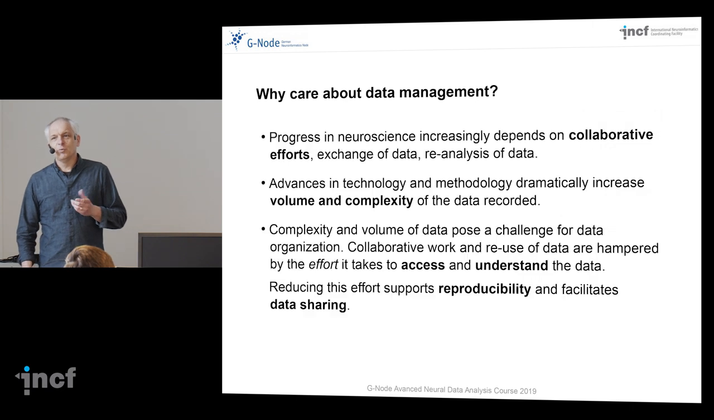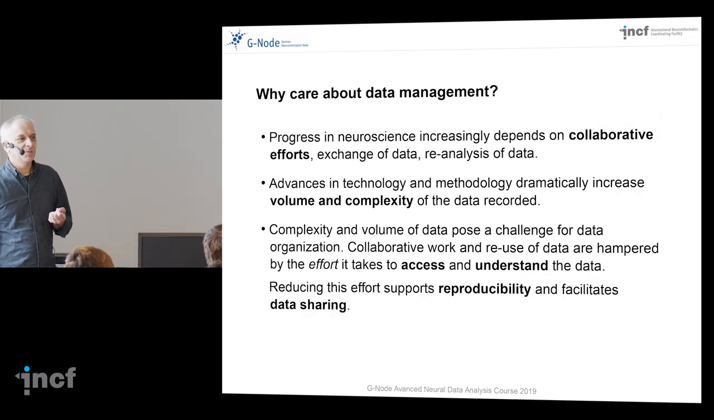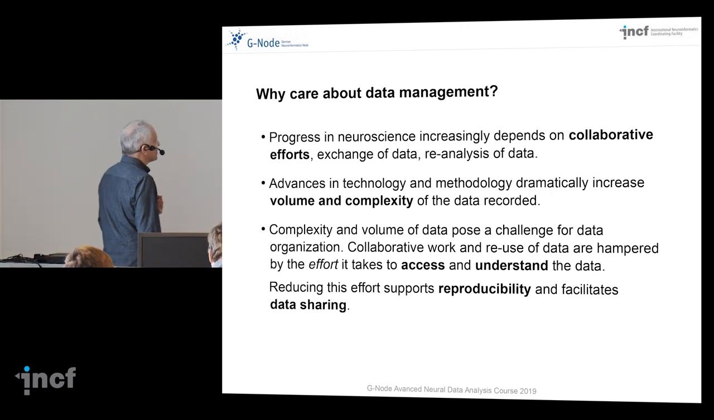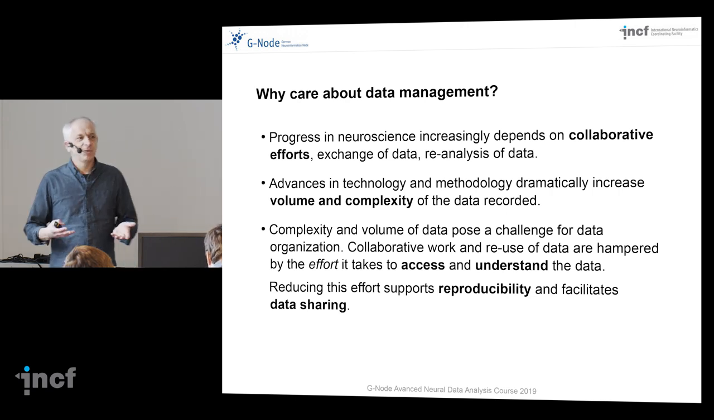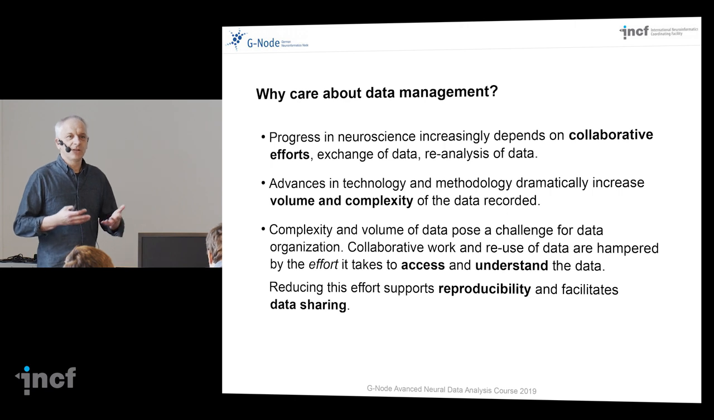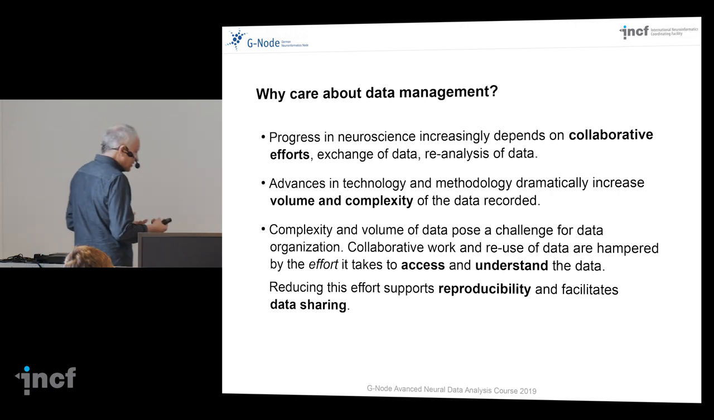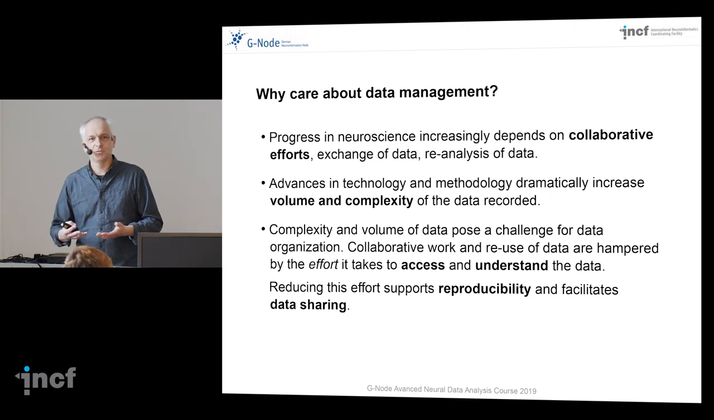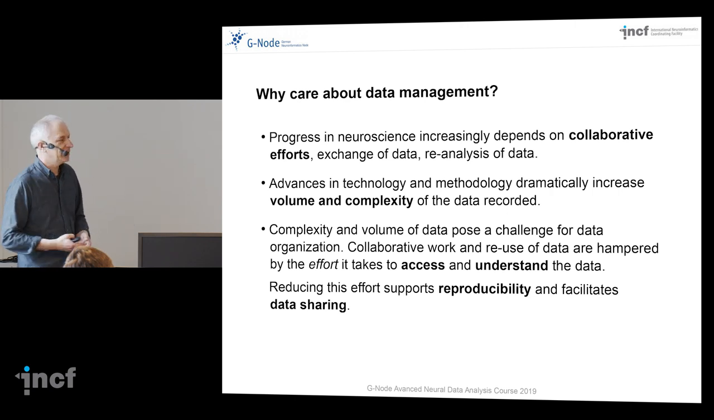So why is it so hard? Why do we have to spend so much time on data munging? One reason, at least in the neurosciences, is that we typically have very complex experiments. We have complex research questions. The data are complex. And this complexity alone makes it hard to organize the data, to find data, to document data, and so forth.